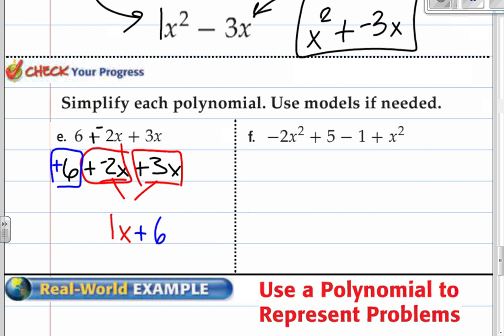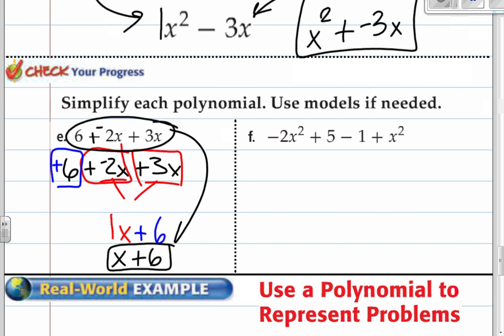Final answer. If you ever look in the back of the book at a problem like this, it would probably say, here's your answer. You just simplified. You started with 3 terms, you ended up with 2 terms. There's typically no 1 in front of the x, and that is the right order. Let's take a look at the F problem.